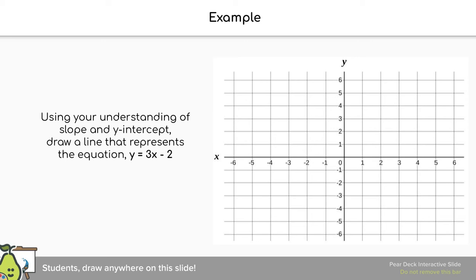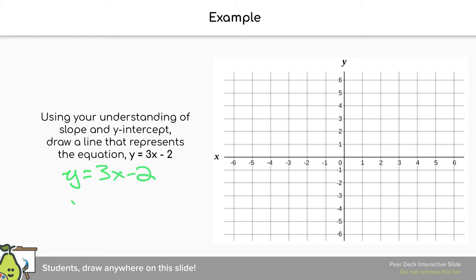Using your understanding of slope and y-intercept, draw a line that represents the equation y equals 3x minus 2. So now, same thing. We are going to use our slope and y-intercept to help draw this line. We know it's linear because it's in the standard form of y equals mx plus b. And let's just rewrite our equation. y equals 3x minus 2.